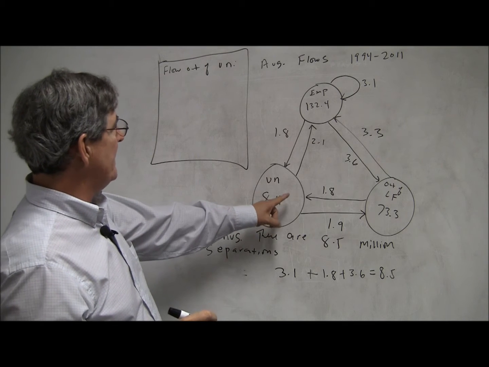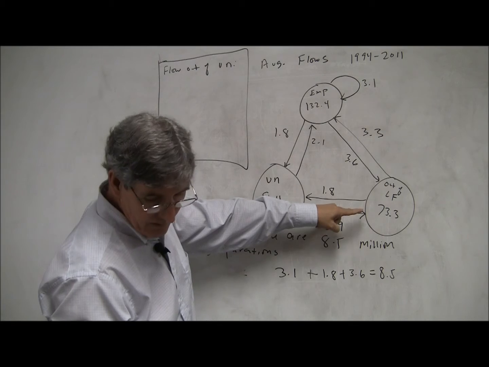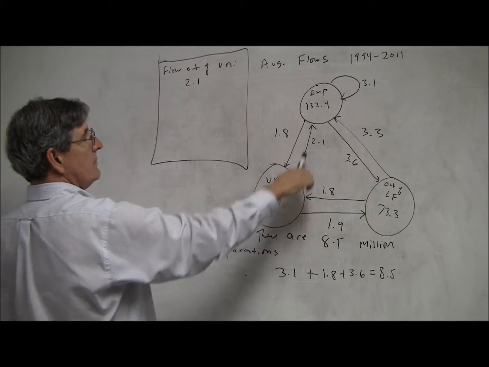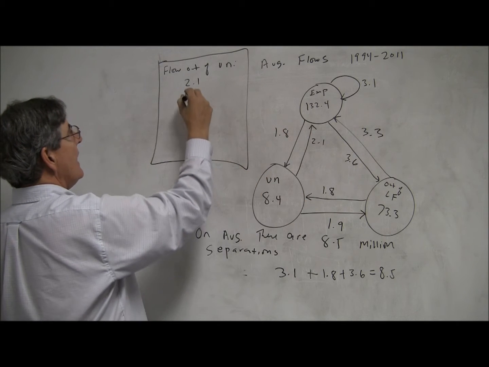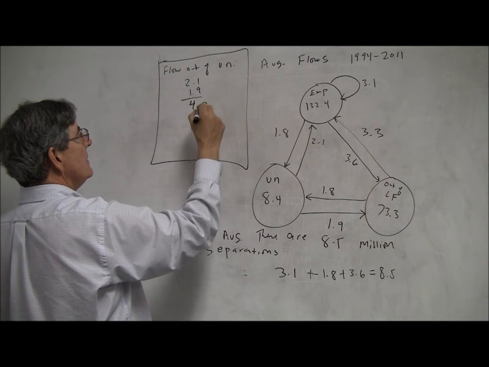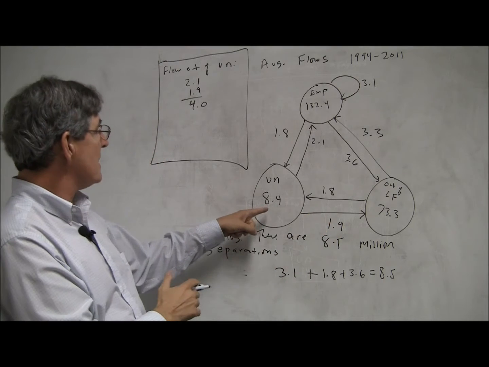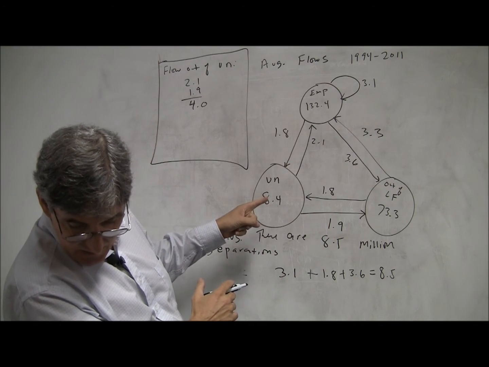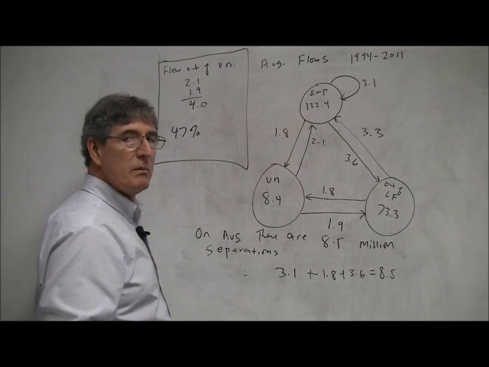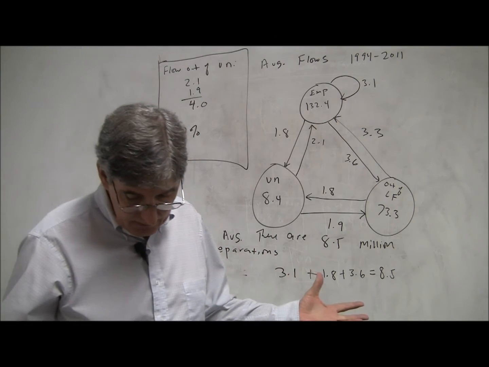So these are the unemployed people. 2.1 and 1.9 are the flows out, right? So 2.1 people get a job, 1.9 leave the labor force. So that's 4 million people each month who leave the rolls of the unemployed. That's almost half. Turns out to be 47%. So 47% of the unemployed from month to month find new jobs or leave the labor force.